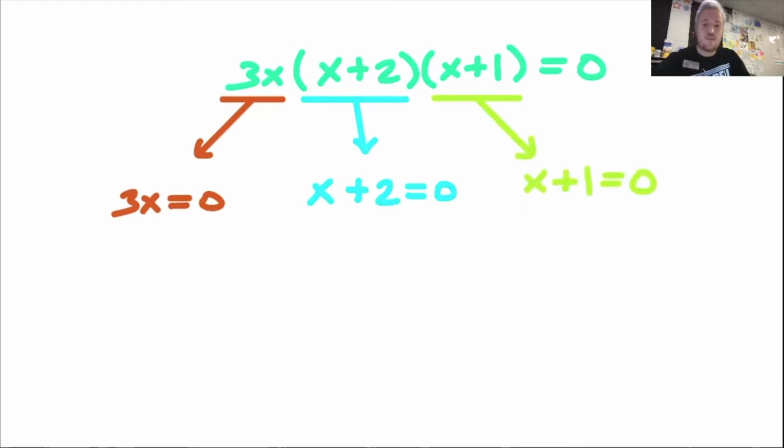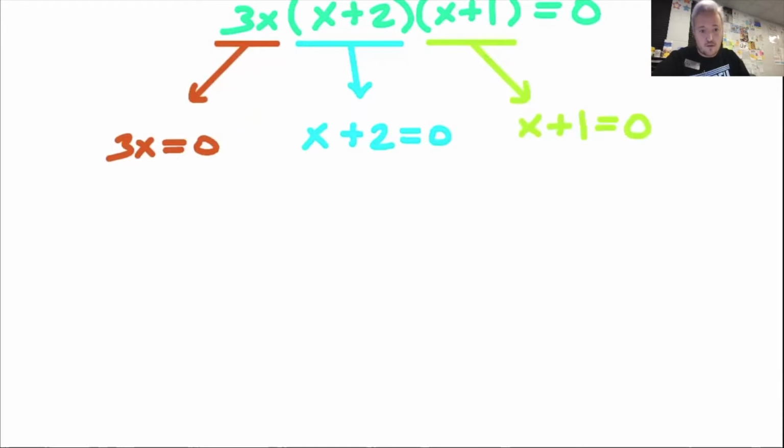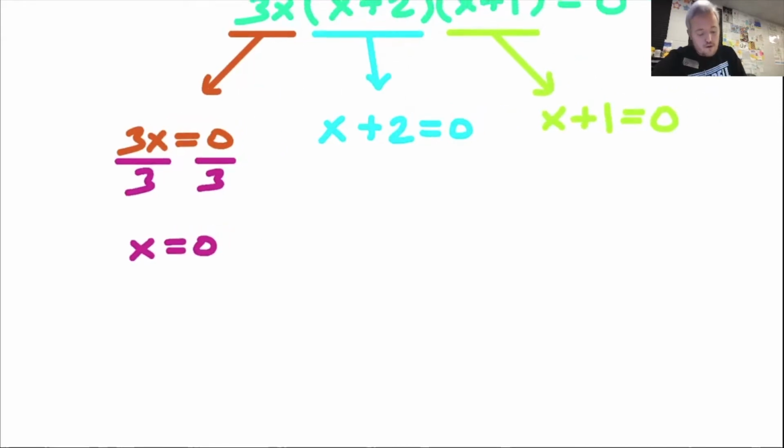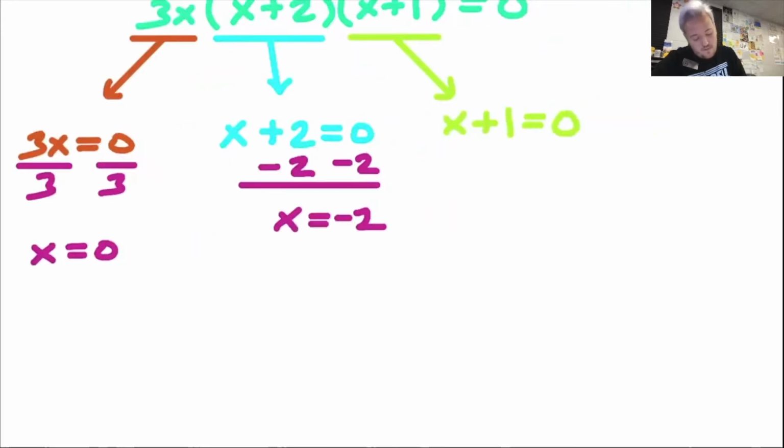All right, so I'm going to take each of these individual components of my polynomial and set them equal to 0. So now I want to actually solve each of these for 0. So this very first equation over here on the far left, I'm going to divide both sides by 3 since we're multiplying. So I have x equals 0. And then over here with my x plus 2, I'm going to subtract 2 on both sides. So I'm going to have x equals negative 2.